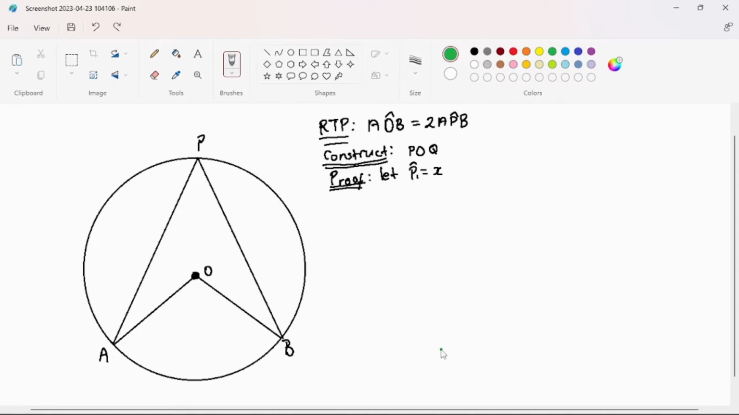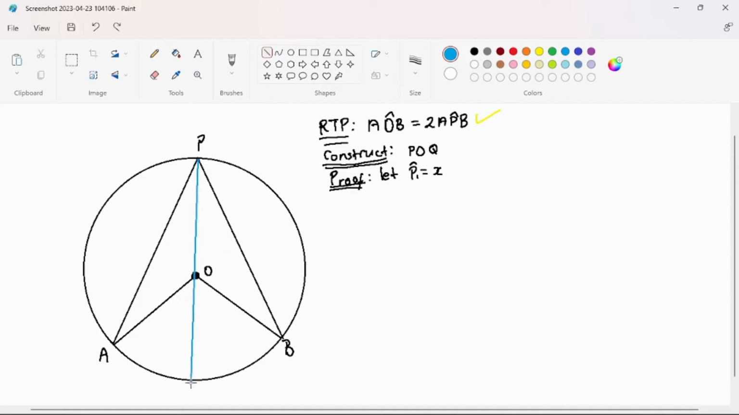So firstly, we are going to identify what we are required to prove. In this case, we are required to prove that AOB is equal to 2 times APB, right? That's what we are required to prove. And then we are going to construct a straight line from P which is going to pass through O and then produce Q. So let me draw it in color, guys.